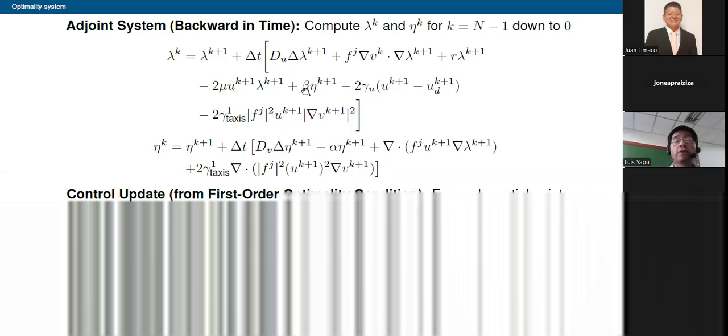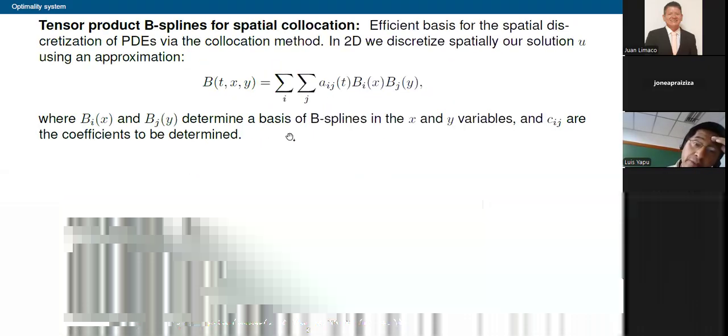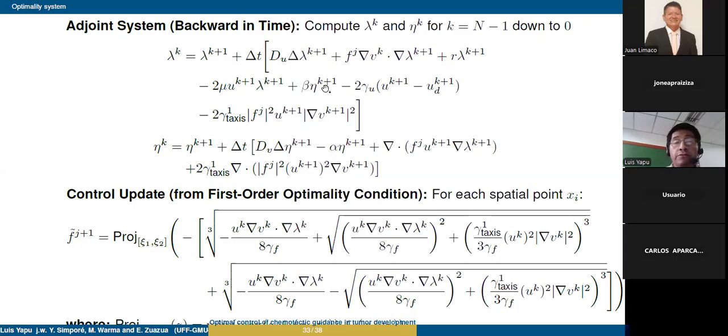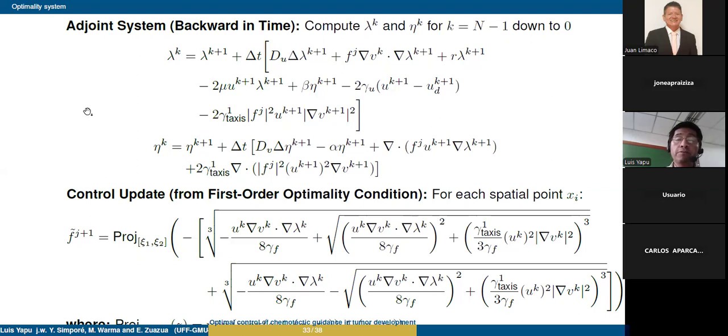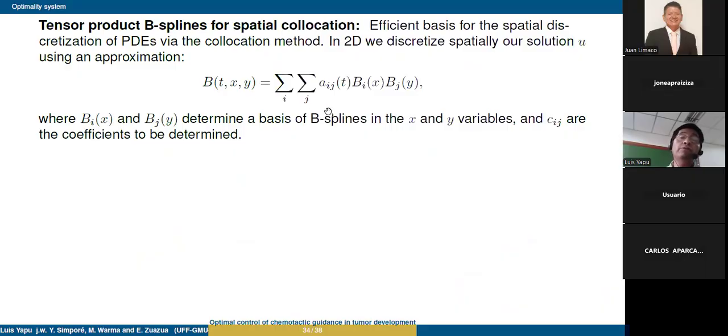In practical applications, to solve the PDEs numerically, the problem is that we are in 2 dimensions, so it could be very complicated if you use standard finite element methods or finite difference methods. So we will work with B-splines.